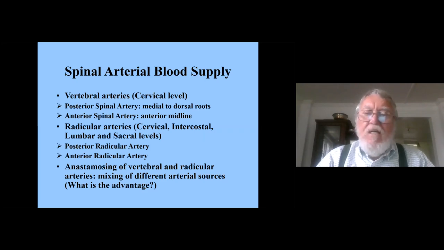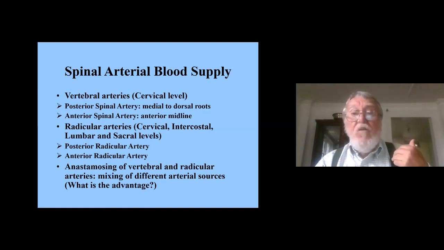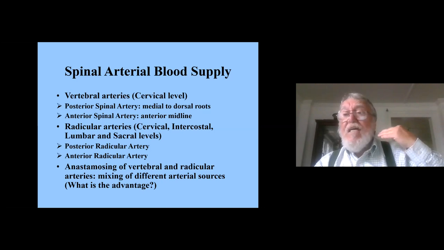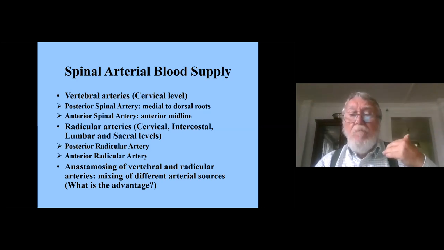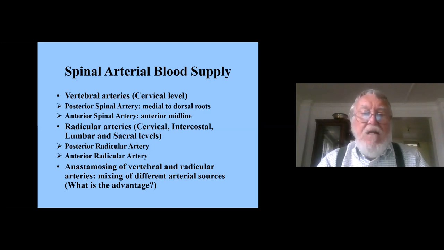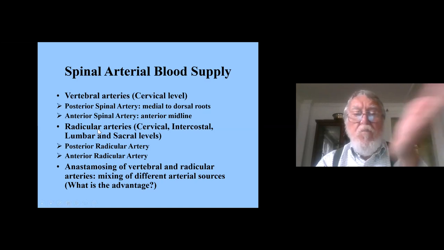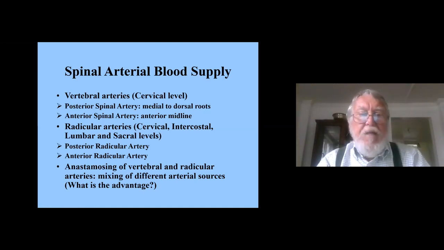So we're basically looking at what is the blood supply that's supplying the upper or cervical level of the spinal cord, then the thoracic or intercostal, the lumbar, and the sacral levels. And what we basically see here is that there are two major arteries that supply the spinal cord of blood. And the first is that vertebral artery, which I told you is the third artery that comes off of the aorta. And the second are the radicular arteries, which branch off a little bit later.